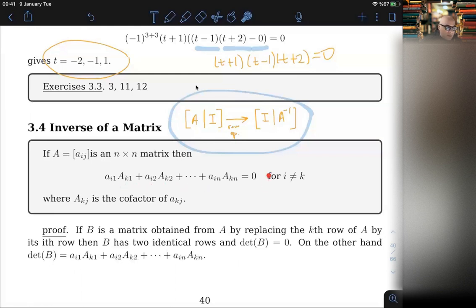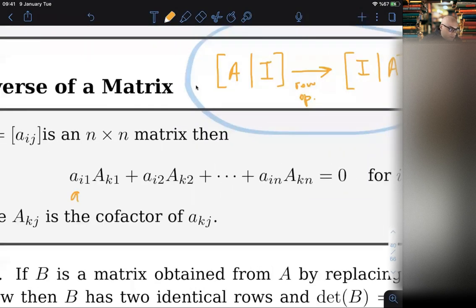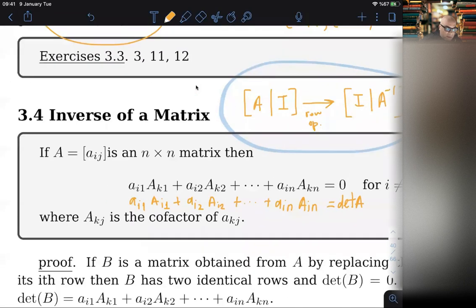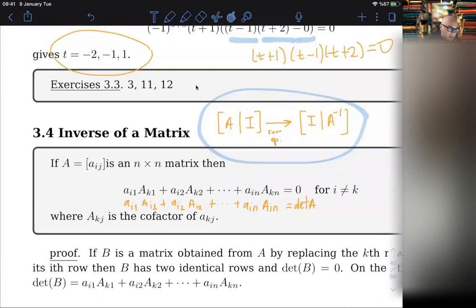And this sum gives me 0 if i is not k. In the previous slide, we have seen this. So if I do this and I multiply it with its cofactor, then what I get is the determinant, right? So we have seen this formula and we applied it. So this is the determinant of A. But you see, if these numbers are different, so k and i are not equal, this expansion gives me 0.